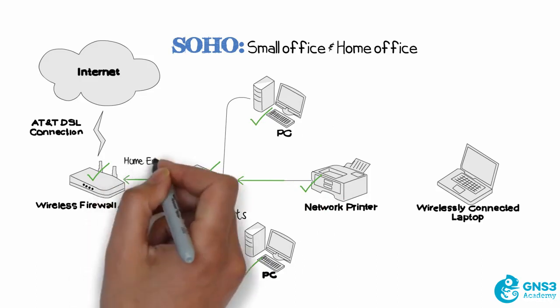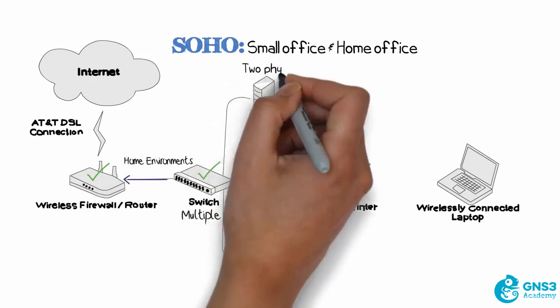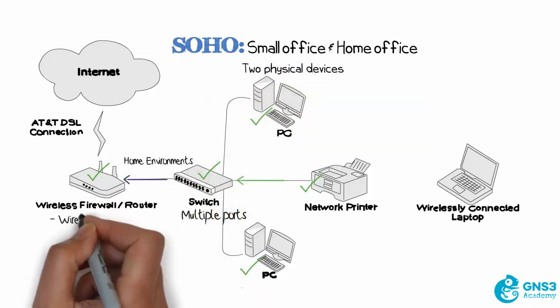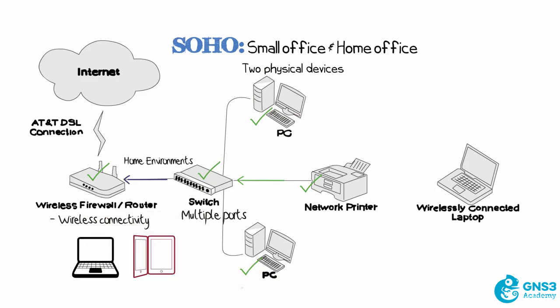Now, in a lot of home environments, the switch is built into the router. So you won't have two physical devices. There'll be one device. The router may provide wireless connectivity, once again, so that your wireless laptop or iPad can connect to the internet without cables.